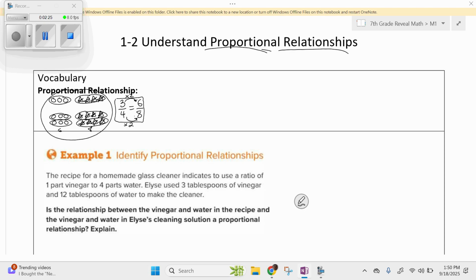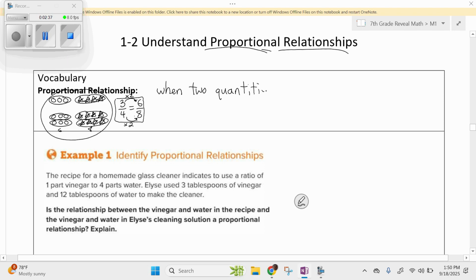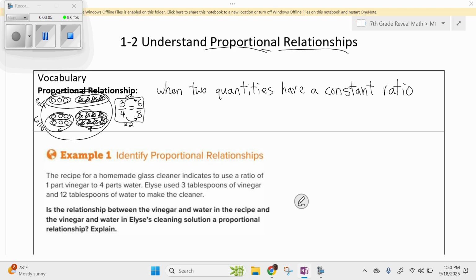So when two quantities, or countable amounts or measurable amounts, right? Quantities have what we call a constant, if it's always the same, constant ratio. All right. So for instance, when we first compared the numbers, it was 3 to 4. And when we compare another pair of those numbers, it was 6 to 8. Since those are the same ratio, this would be called a proportional relationship between circles and stars.